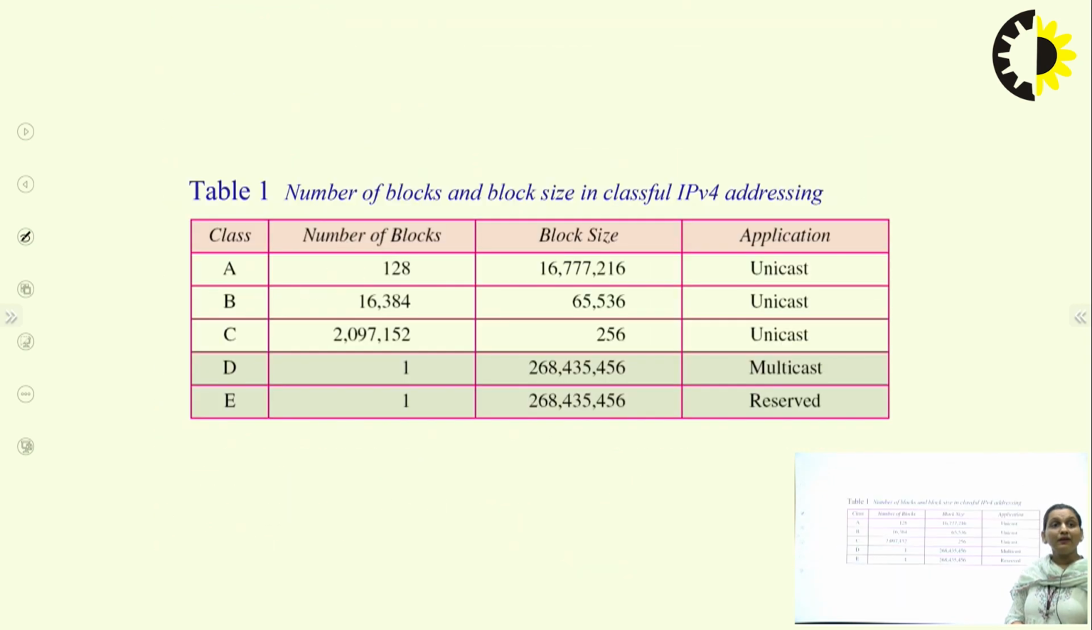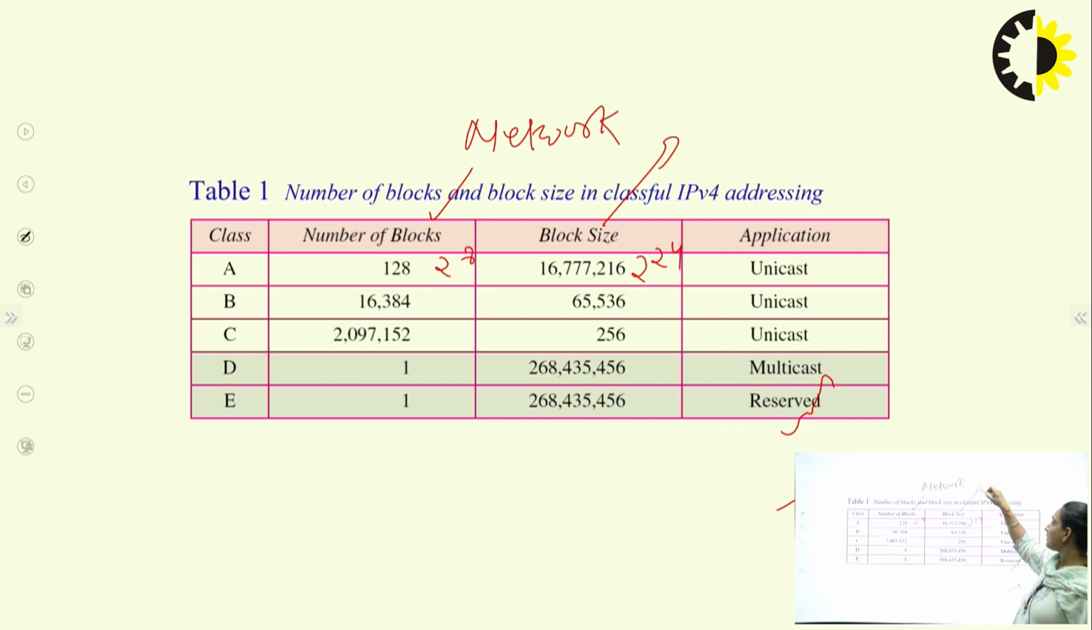So we will see that the number of blocks is 2 raised to power 8, and the block size is 2 raised to power 24. So this much network we will have in class A, and this many IPs will be assigned to that network. All IPs will be assigned to a single network. Block 1 has this many hosts, and block 2 also has this many hosts. So these represent how many networks we will have, and this is the host part.